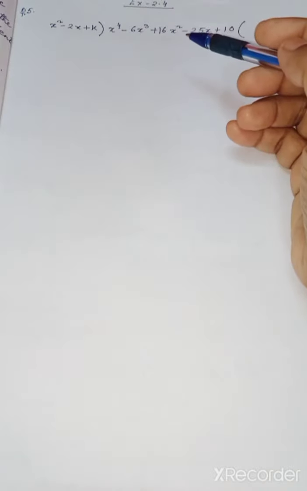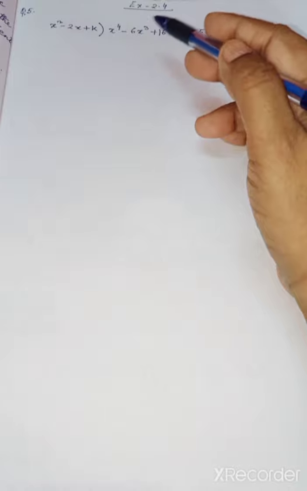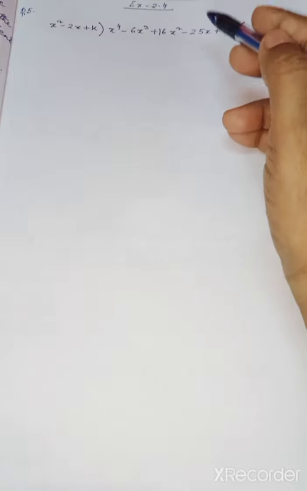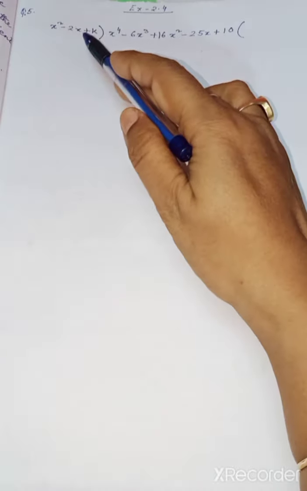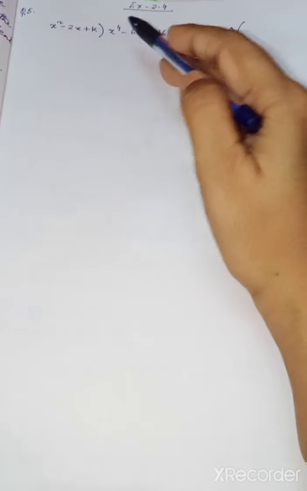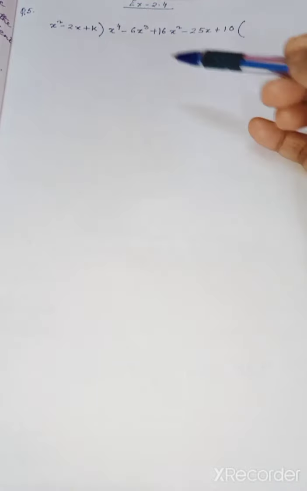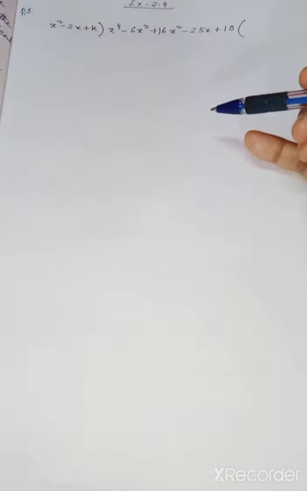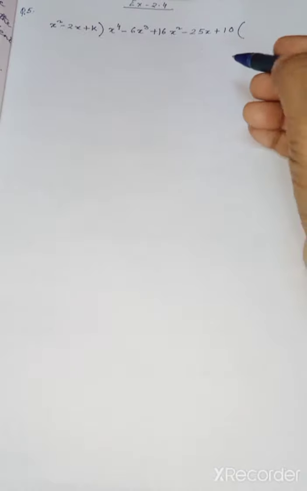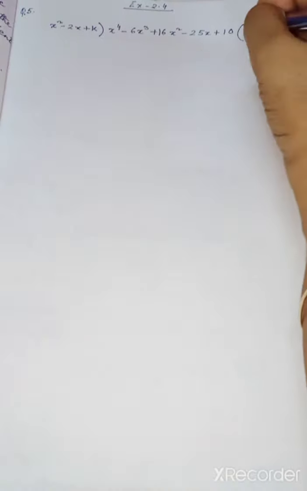Today we will discuss exercise 2.4, question number 5. The polynomial is divided by another quadratic polynomial x square minus 2x plus k, and the remainder is in the form of x plus a. So we have to find out k and a here. First, by the long division method, we will divide that.